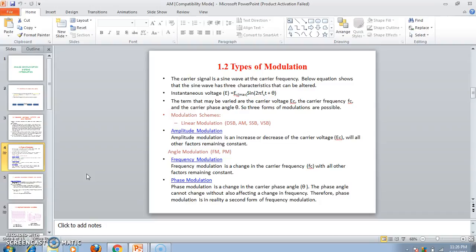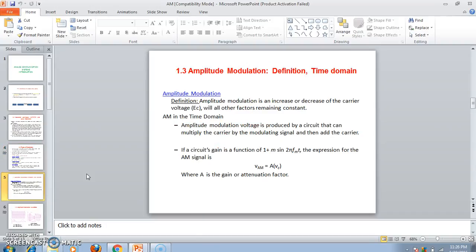In amplitude modulation, the amplitude of the carrier signal is changed in accordance with the amplitude of the message signal, with the remaining factors constant, like frequency, phase, etc. Amplitude modulation can be defined in the time domain as well as in the frequency domain. A carrier signal is needed, and the carrier signal's amplitude is changed in accordance with the amplitude of the message signal.